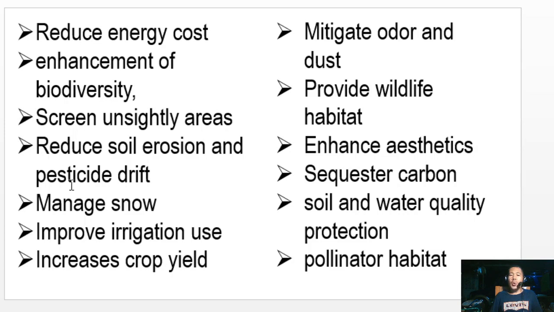It can manage snow in temperate areas. It can improve irrigation use. It can increase crop yield, mitigate odor and dust, provide wildlife habitat. It can enhance aesthetics, can sequester carbon, which is very important in mitigating climate change. It can protect the quality of your soil and water, and also it can serve as habitat for our pollinators, our bees.